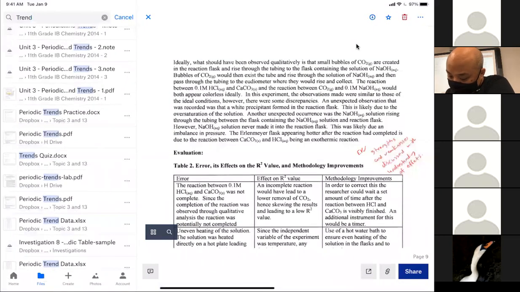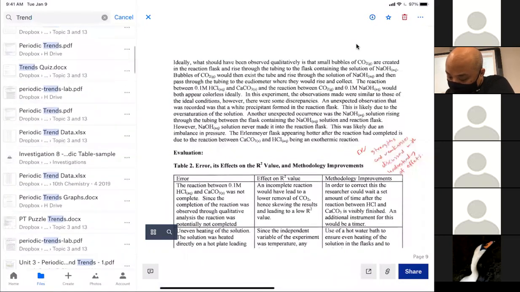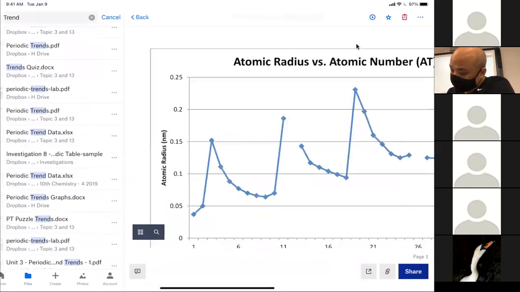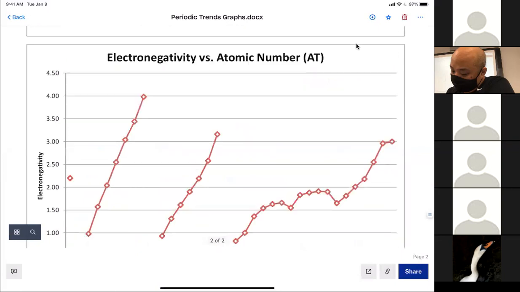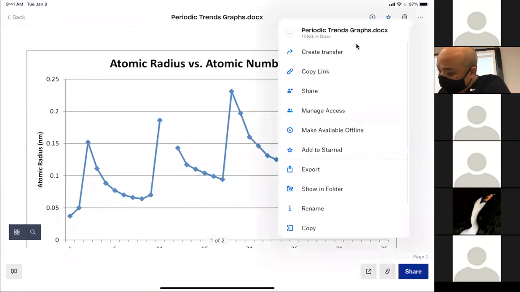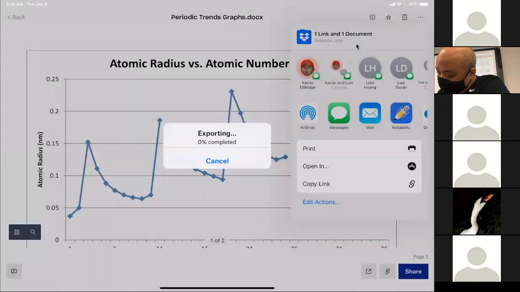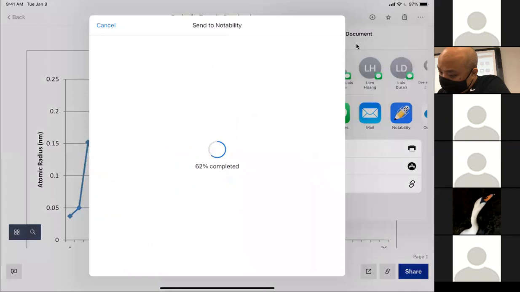Where's my trend graph? Here it is. Okay. I wonder if I can just add. Let's see, export, Notability. Okay. Come on.